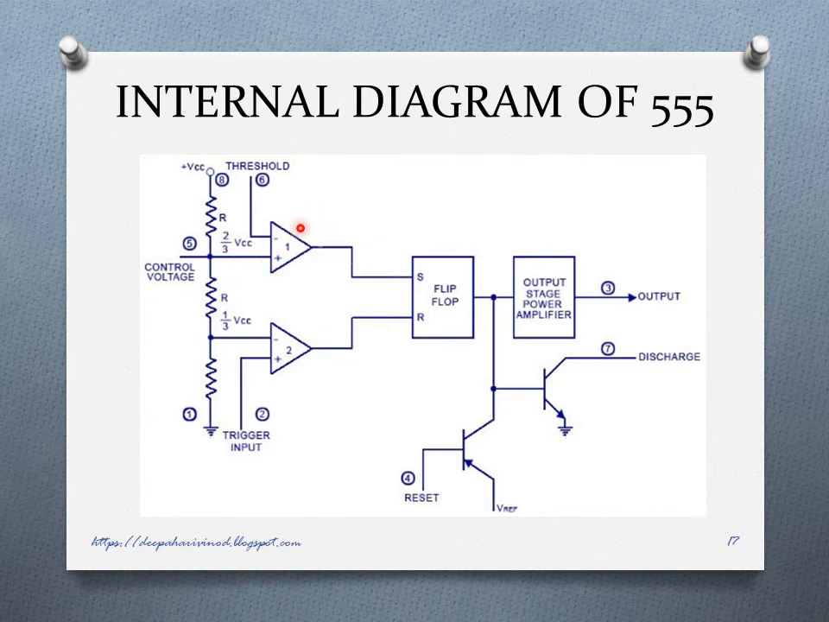So here we can see it has comparator 1 and comparator 2. One input of this comparator is 2 by 3 VCC, and one input of the other comparator is 1 by 3 VCC. Here the trigger input is provided. The outputs of these two comparators are given to the S and R inputs of the flip-flop. If the S input is high, the output will be set to 1. If the R input is high, then the output will be 0.